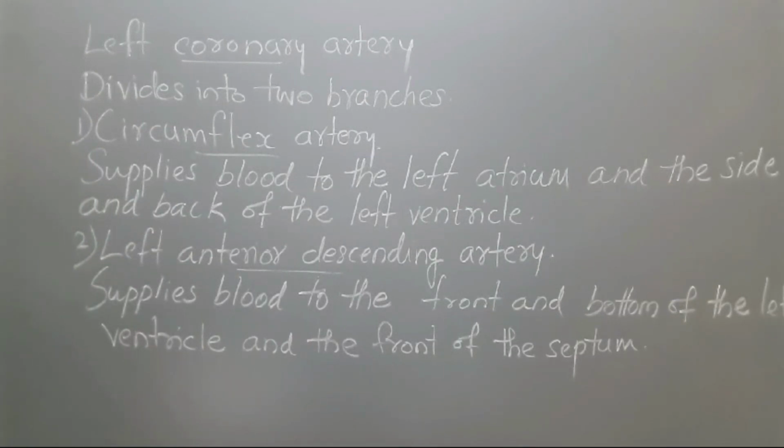The circumflex artery supplies blood to the left atrium and the side and back of the left ventricle. Then the left anterior descending artery supplies blood to the front and bottom of the left ventricle and the front of the septum.